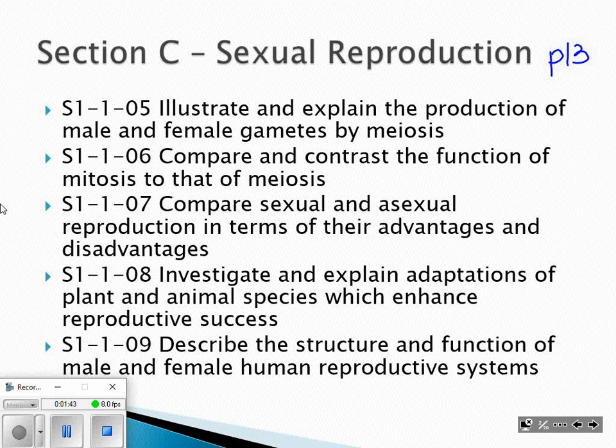So usually an advantage of sexual reproduction is the variation that it produces, right? If the environment changes, some of the offspring can survive because some of them are okay to survive in that environment. We're going to look at adaptations of plant and animal species that enhance reproductive success. We've talked a little bit about that peacock and his big feathers, right? We're going to describe the structure and function of the male and female reproductive system, and then we're going to outline conception to birth in humans as well.